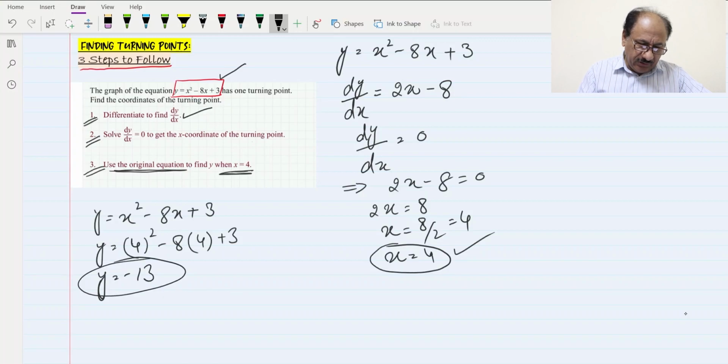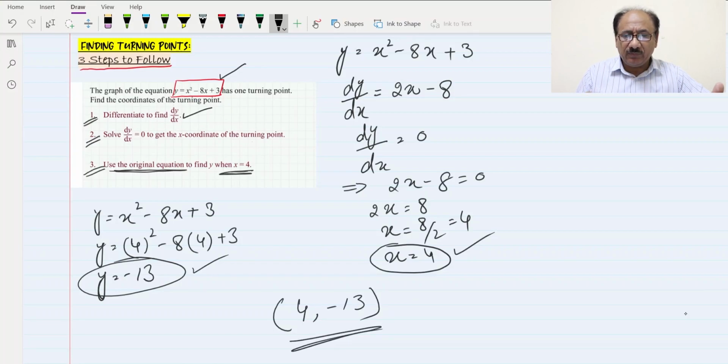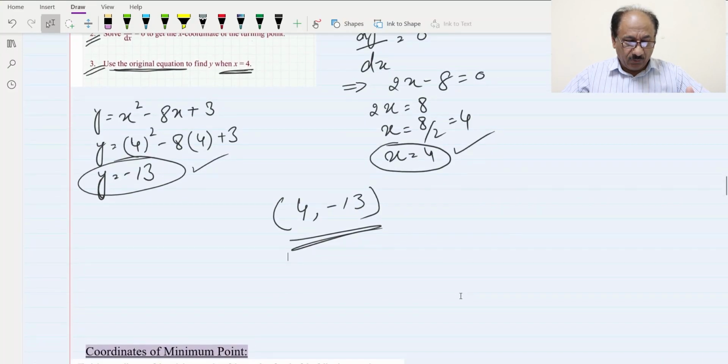Now we have the y value and the x value. Our turning point, we can write the x value first and the y value second. So this will be our turning point. This is how we are finding it. I have summarized this into 3 easy steps. First step is taking the derivative dy over dx. Second step is putting that derivative equal to 0 and solving it, and then you will get the x value. This x value you place in the original equation, and you will get the y coordinate also.